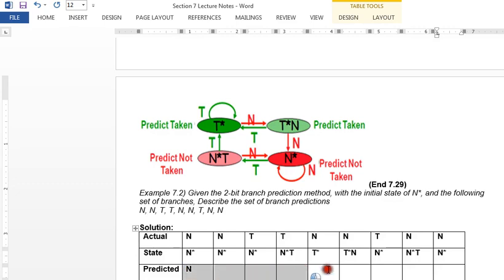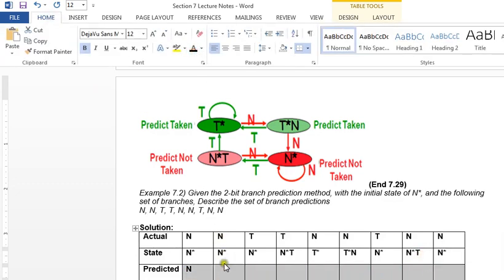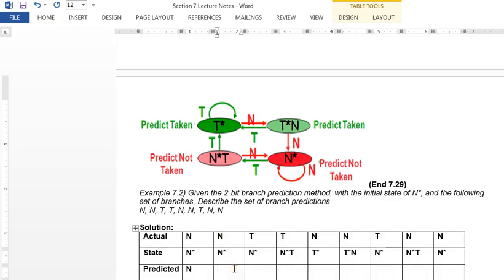And then let's make it all so you can see. All right, so again, we're at N star. The actual one, we're not taking the branch, right? So predicted, and we're going to go back to N star, right? So if we're N star, what are we doing? Are we predicting or not predicting?